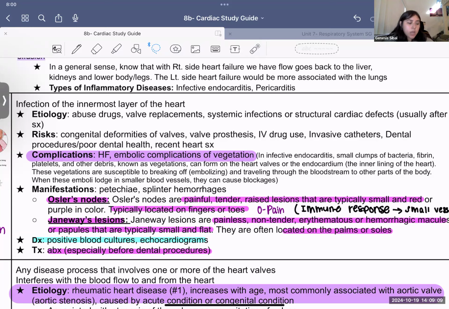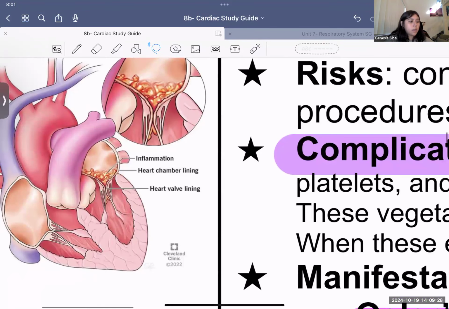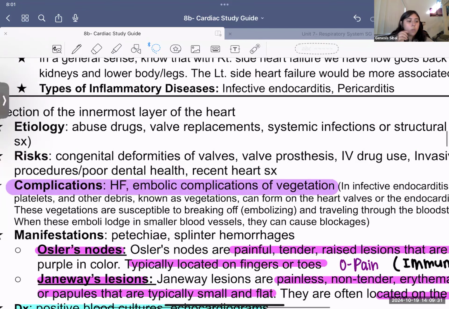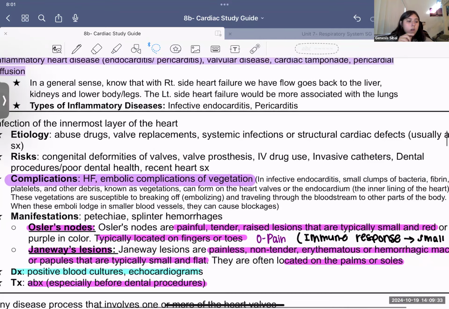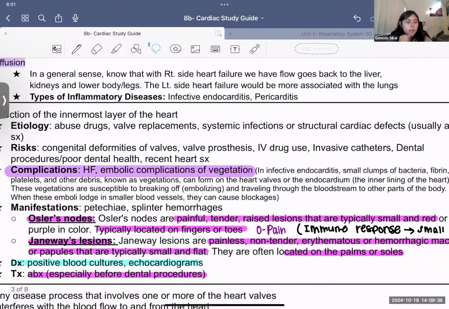So, embolic complications of vegetation. What that is in infective endocarditis, you're going to have small clumps of bacteria, fibrin, platelets, and other debris or wastes, and this is what's known as vegetation, right? So vegetation is those small clumps of those little components. This can form on the heart valves. That's where you see it right there, those are the clumps. That's the vegetation. They form on the heart valves or on the endocardium, which is the inner lining of the heart. Again, we saw it in the picture on the heart valve. Basically, they're susceptible to breaking off and embolizing, so they're able to travel to other parts of the body.